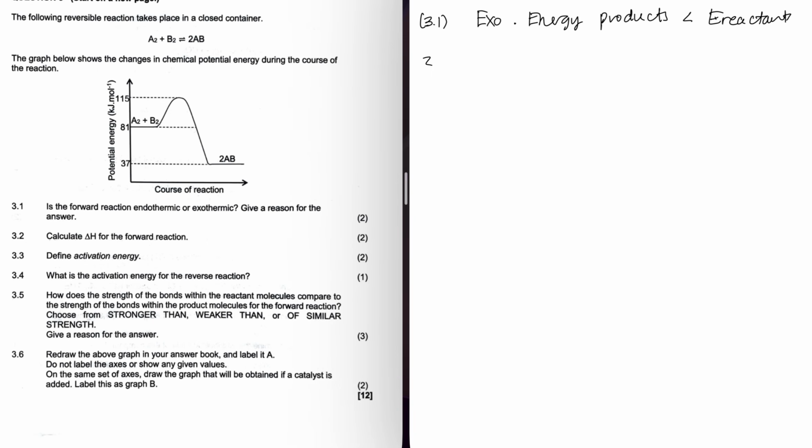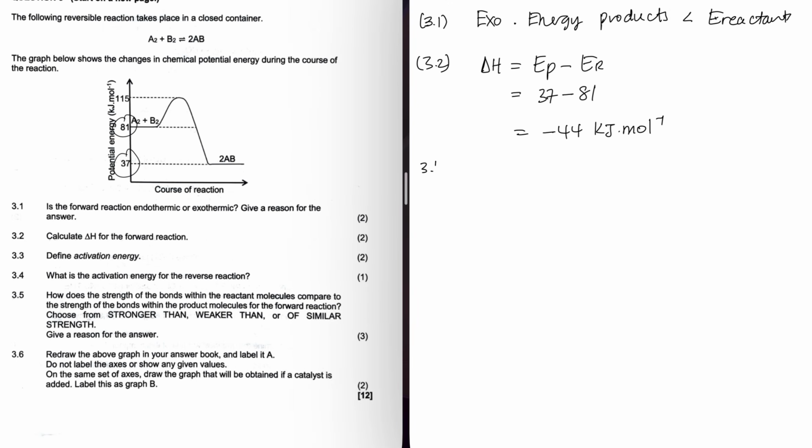Now, question 3.2, calculate the change in enthalpy or delta H for the forward reaction. So delta H is going to equal the energy of the products minus the energy of the reactants. So the products have an energy of 37. The reactants have an energy of 81. And that's equal to negative 44, not forgetting the units, kilojoules per mole.